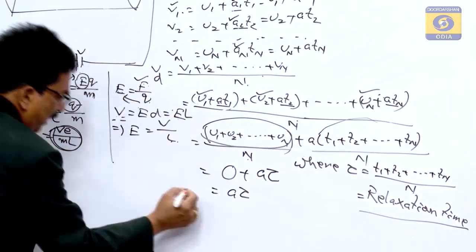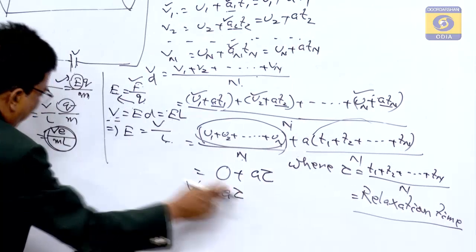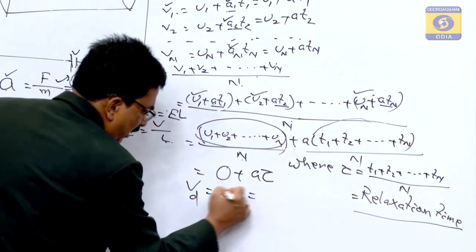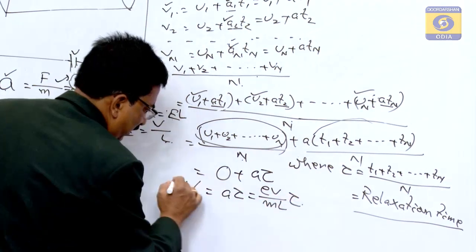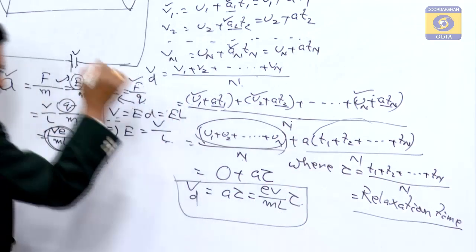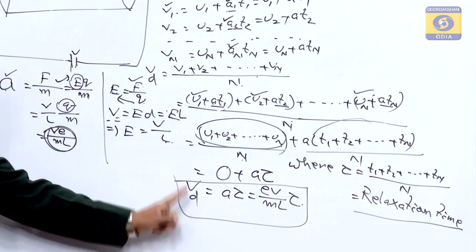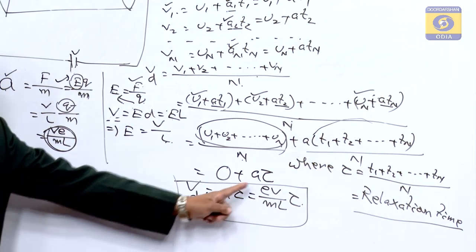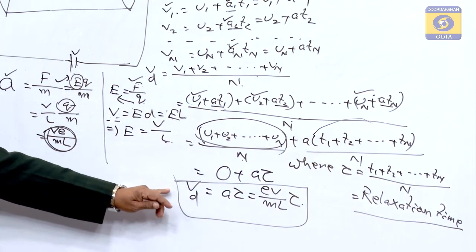Therefore Vd is equal to A tau, and the value of A is equal to e V by m L. So Vd is equal to e V by m L times tau. This is the mathematical expression of Vd. Very simply, remember Vd is equal to A tau, and to a large extent A is equal to e V by m L into tau. This is the expression of the drift velocity.